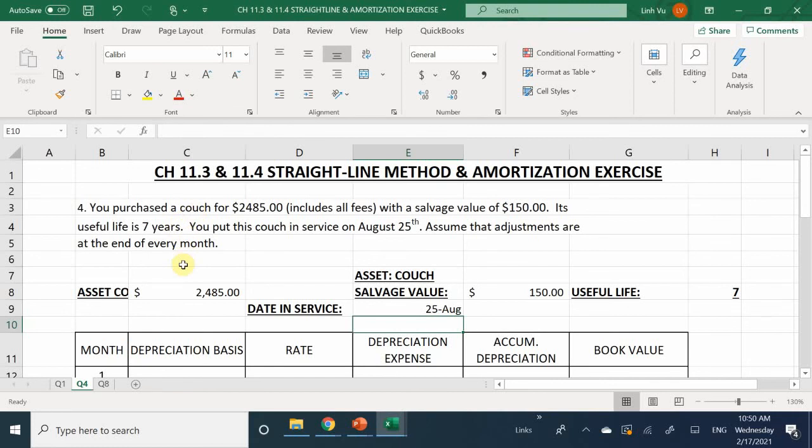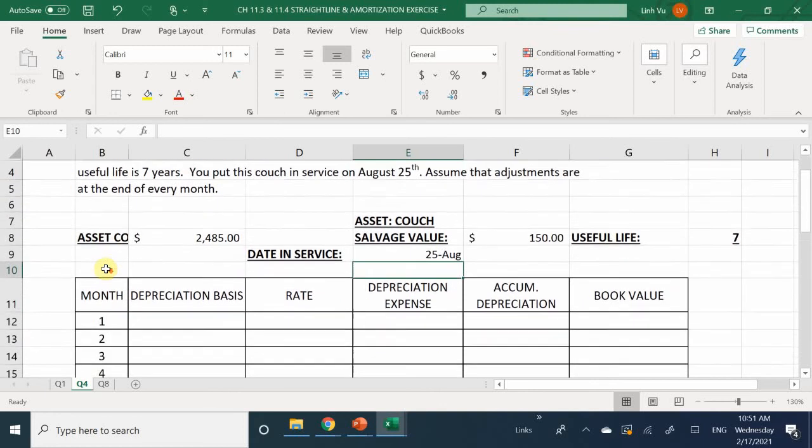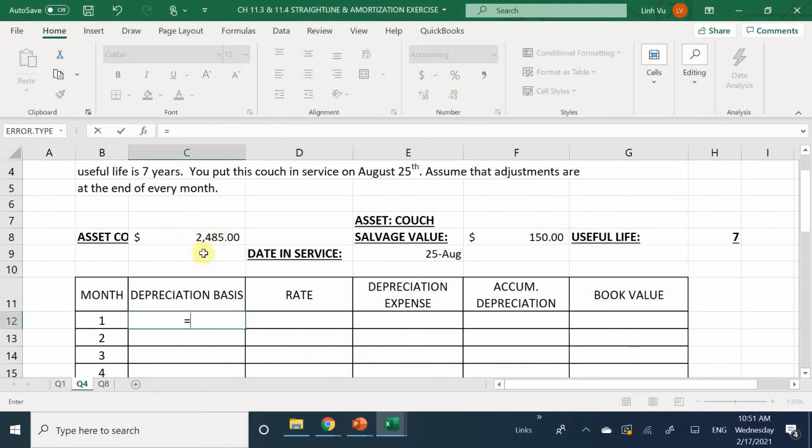How often do I depreciate this? You're going to do it every month. Okay? So that means month number 1 is going to be September. All right? So let's go ahead and journalize this and solve this. So what is my depreciation basis going to be? It's going to be the asset cost minus the salvage value.